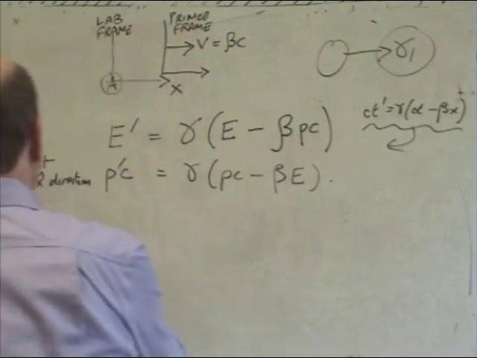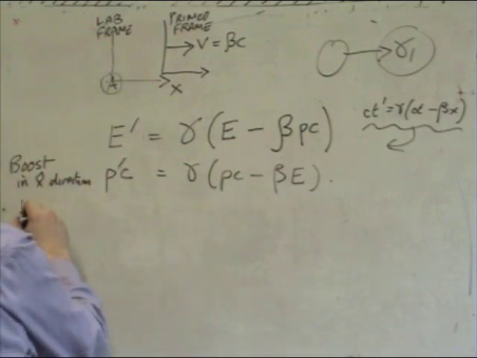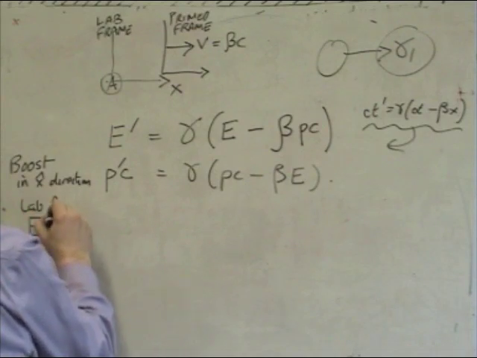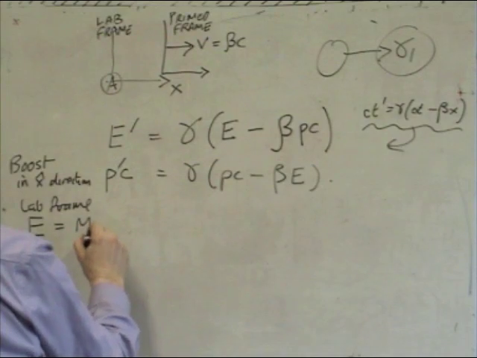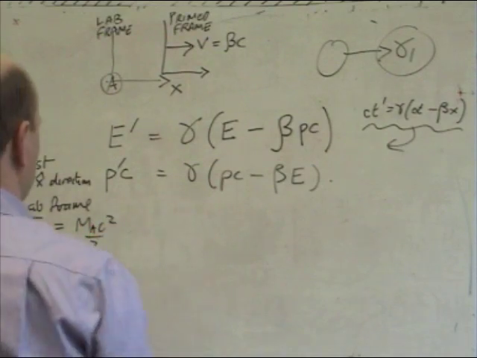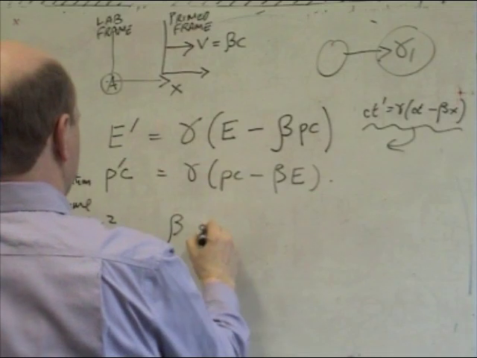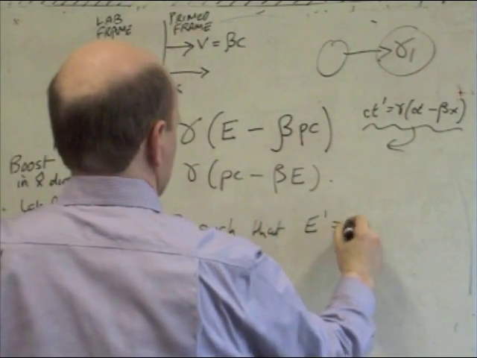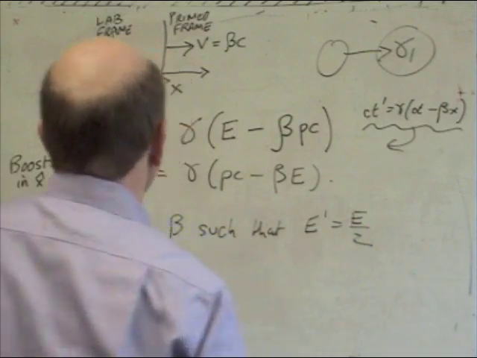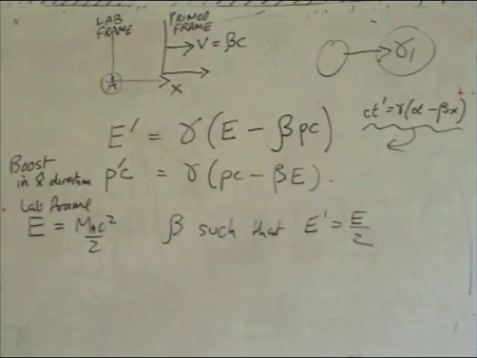So as you know, its energy in the lab frame, we did this in the last part, the energy of the gamma is ma c squared over 2. And so what we want is beta such that E primed equals half E. Okay, so how are we going to do that?